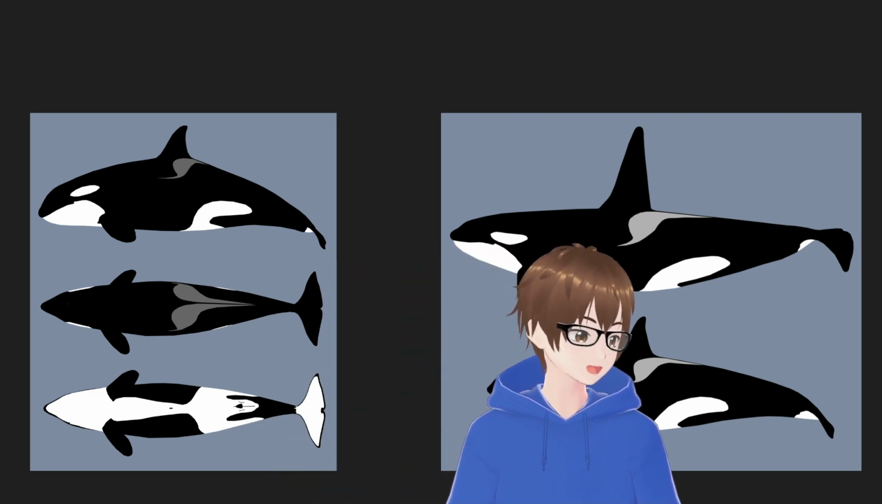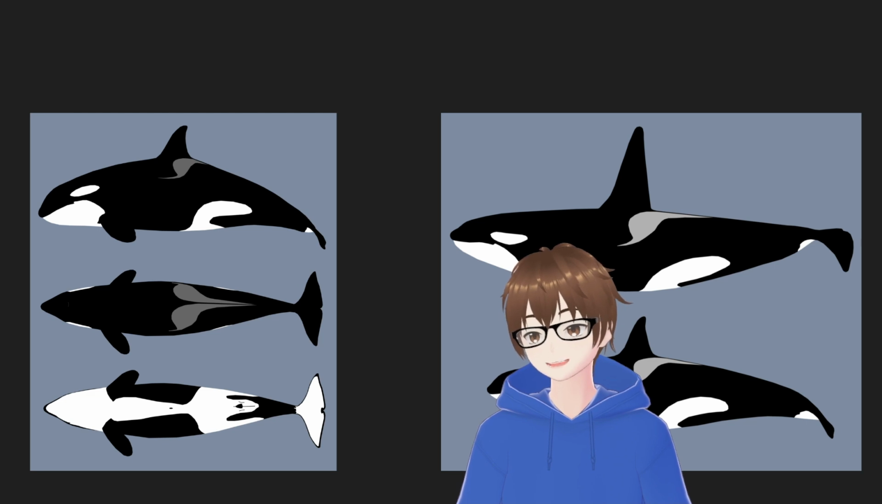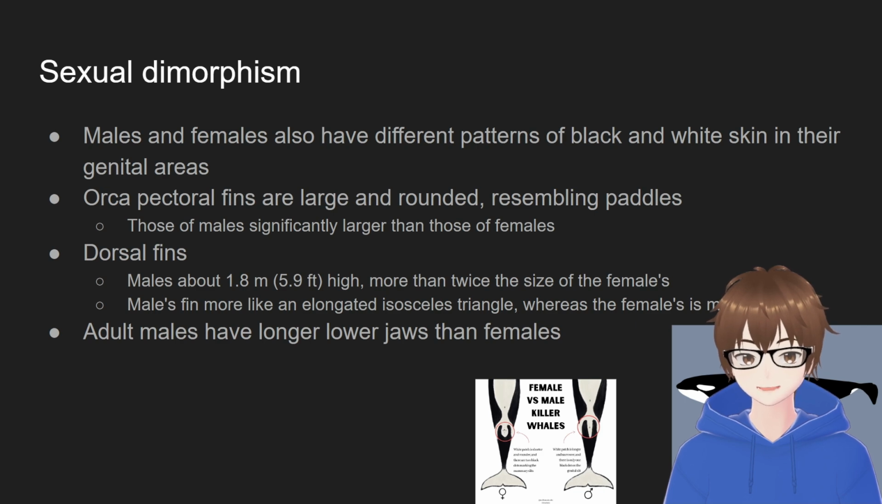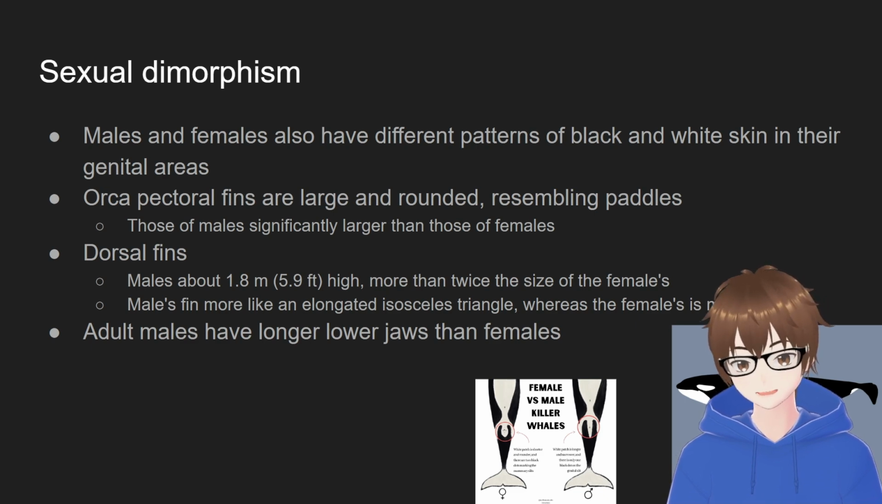And then if you look over to the other side here, we have the ones where the genitalia region, like the underside of them. And yeah, so I'll get a good look at an orca. So in these species, there is sexual dimorphism, so the males and females will not look exactly the same. One of these is males and females have different patterns of black and white skin in their genitalia area. I have another picture down here below that shows what female and males look like there.